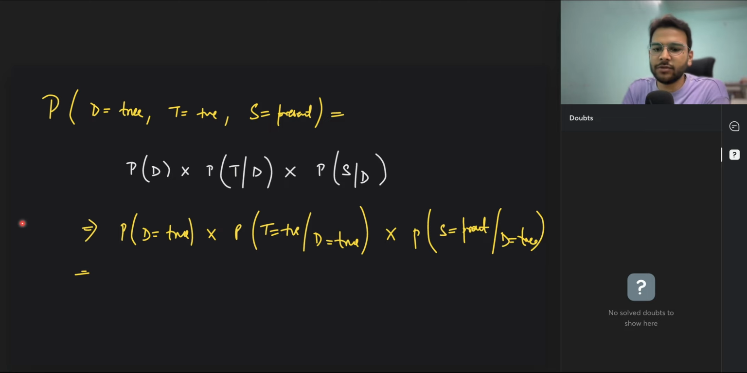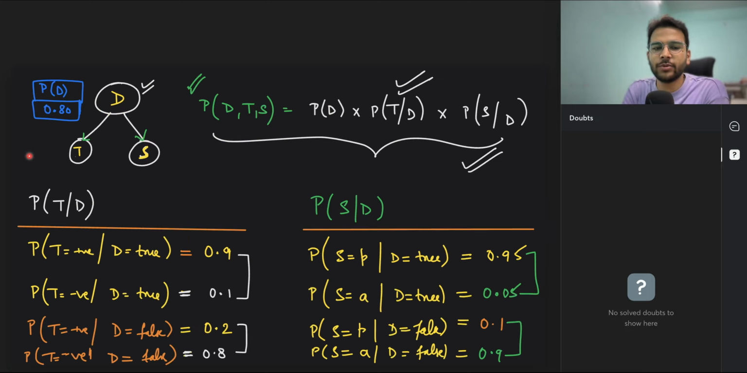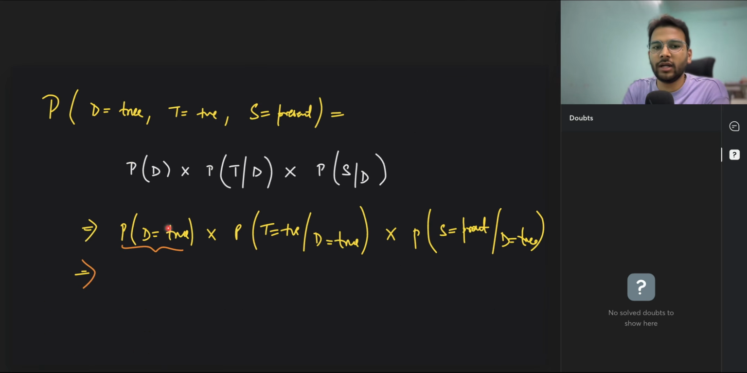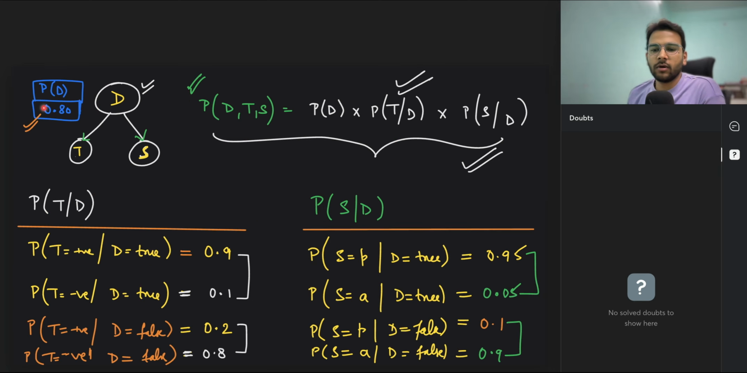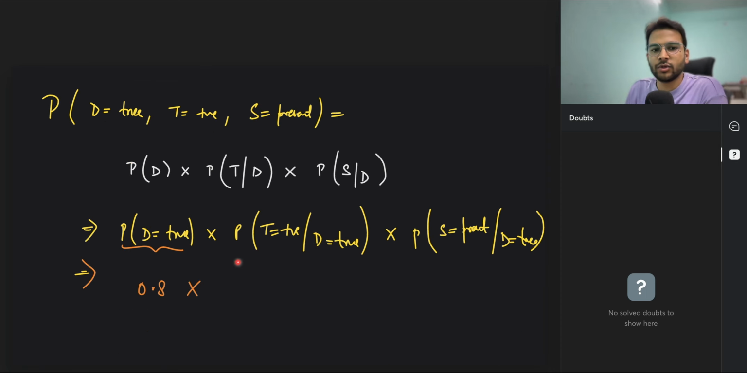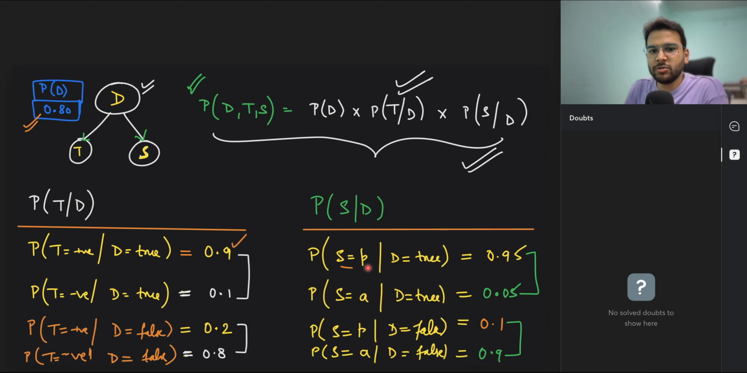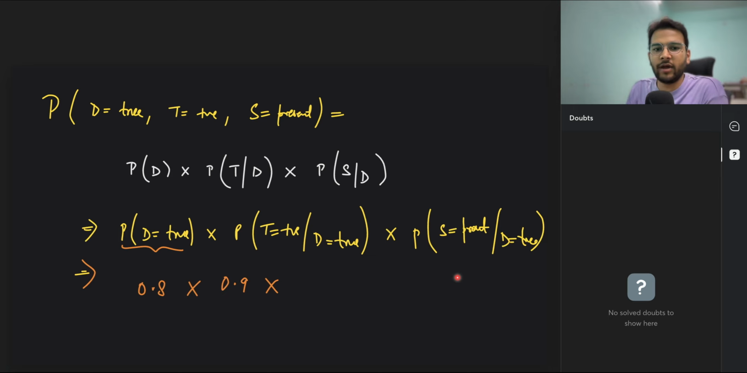Now, can we substitute the values directly using this table? So can you tell me what is the probability of D is true? That is 0.8. Carefully see this here. So I can say this is 0.8 multiply probability of test is positive given that disease is true. What will be the value here? Can I set it as 0.9? This value we will be using, 0.9. So multiply 0.9. Then probability of symptom is present given disease is true. That is 0.9.